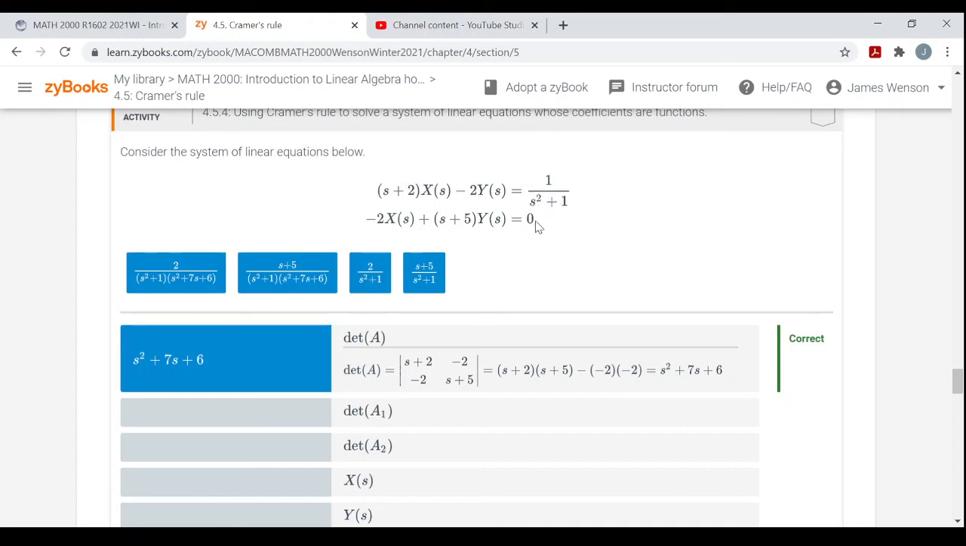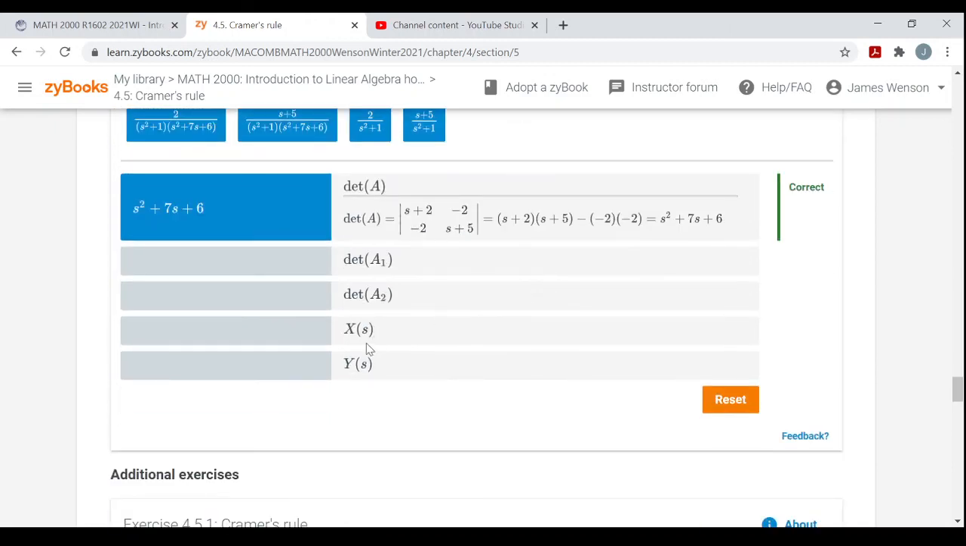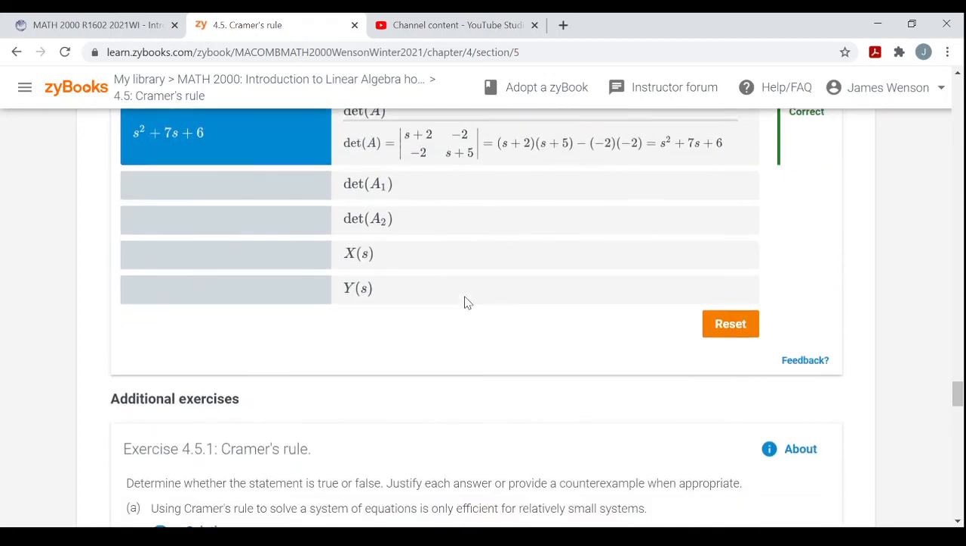All right, then replace the first column with this 1 over s squared plus 1 and 0. Find the determinant of A1. Replace the second column with this. Find the determinant of A2, and then do some divisions. Find x of s, y of s, and all the options should be here.